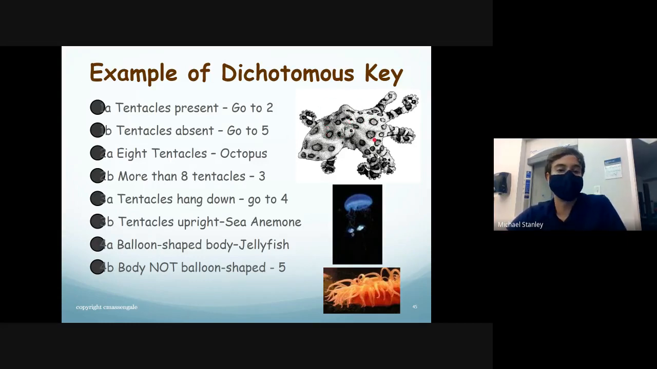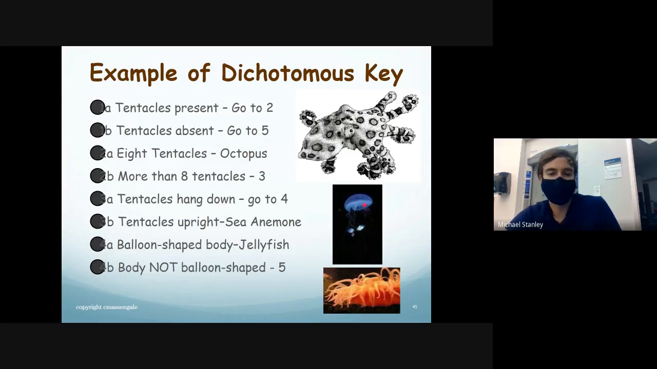So the way that our key works is that we have, say, an octopus. Our first step here, 1A and 1B, says tentacles present or absent. All right, well, tentacles are present in our octopus, so let's go to 2. Step 2 right here, we have 8 tentacles, so we have an octopus.